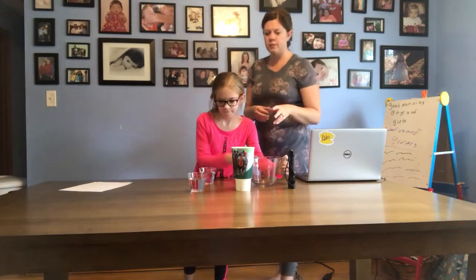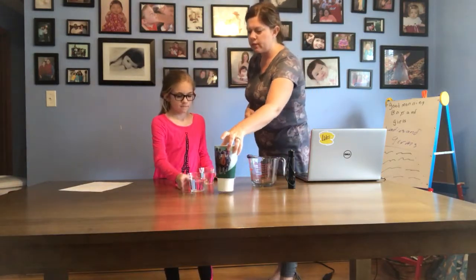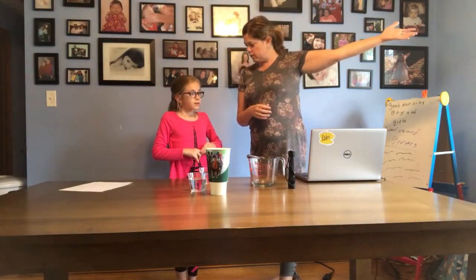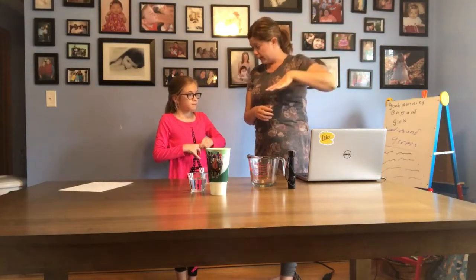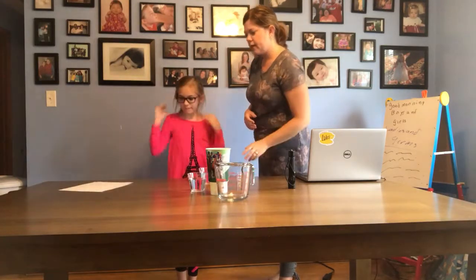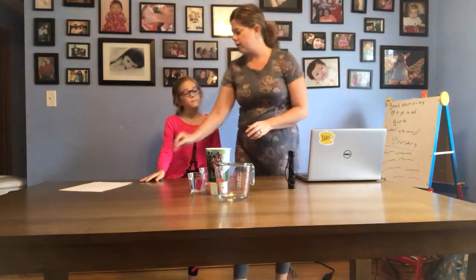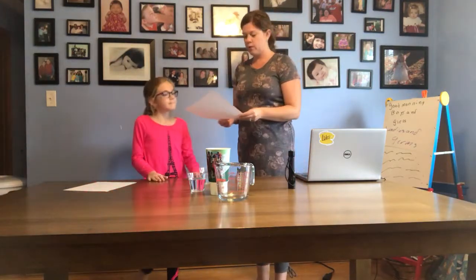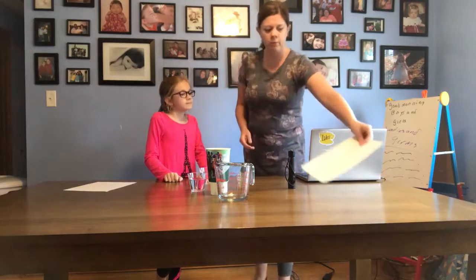Okay, good job, Elizabeth. So the first thing we're going to do is use the, what's this light called coming through the window? The sun. The sunlight, right? We're going to use the sunlight to see if we can make a rainbow on our white sheet of paper using the cup of water.